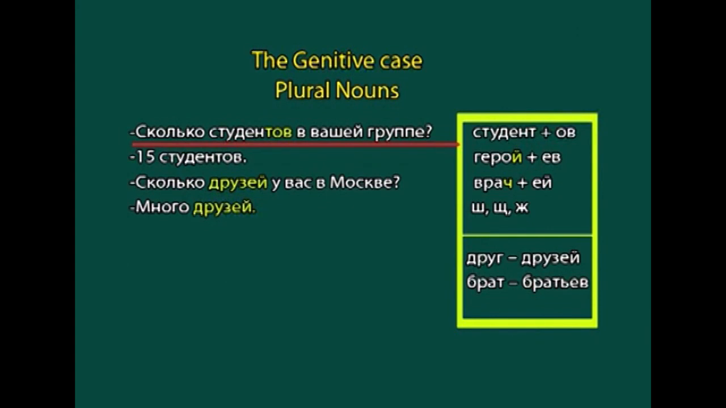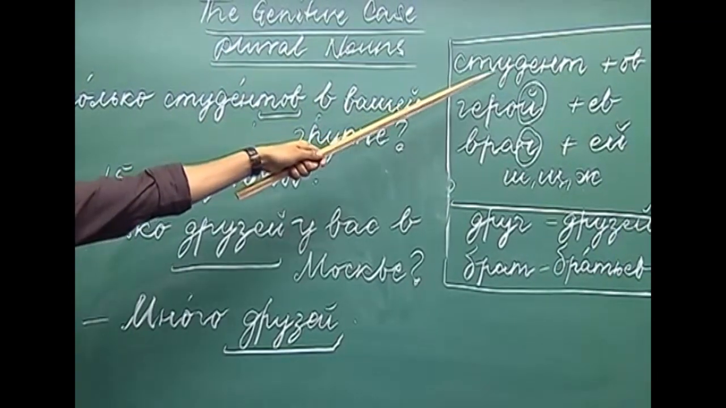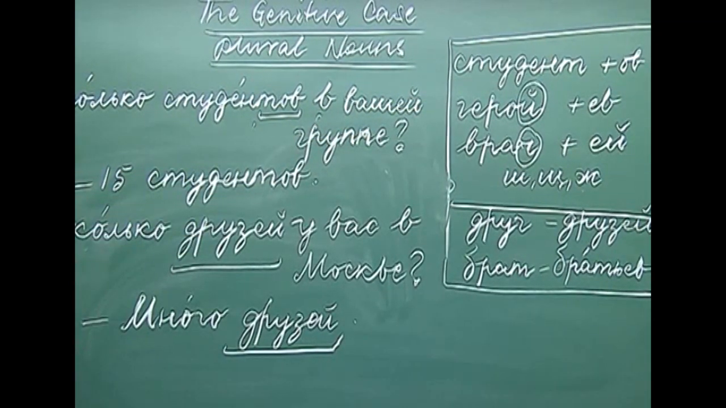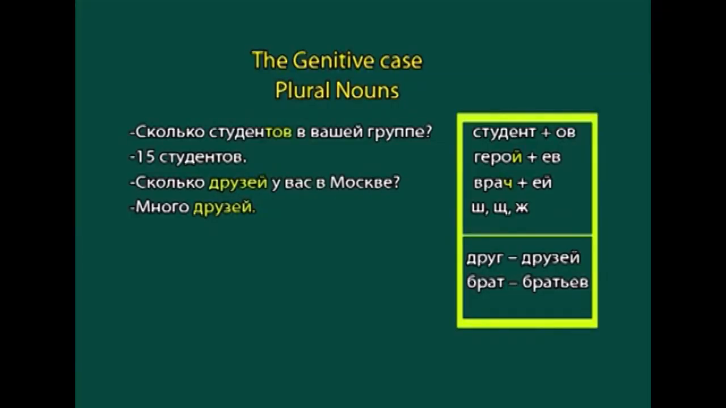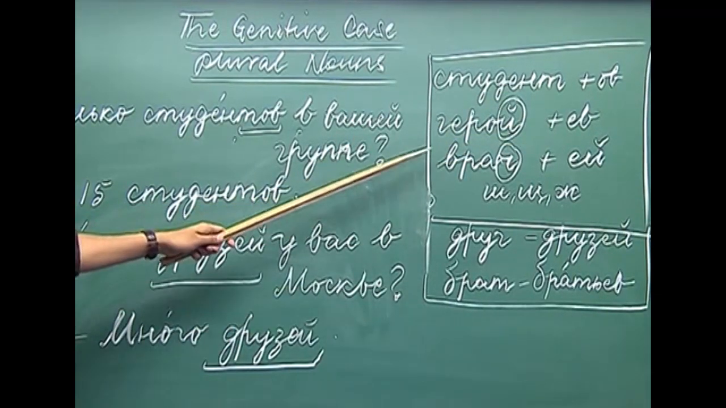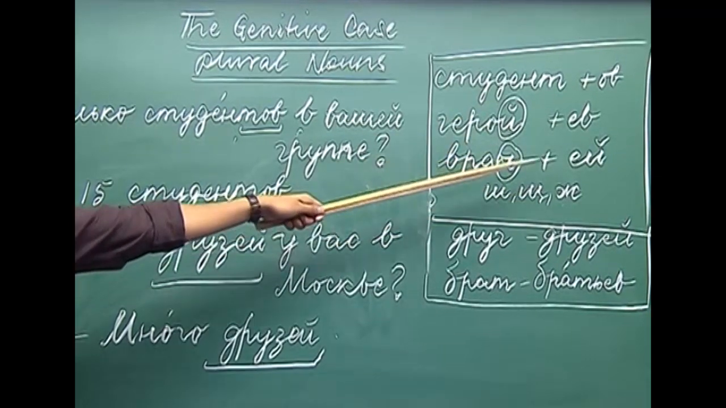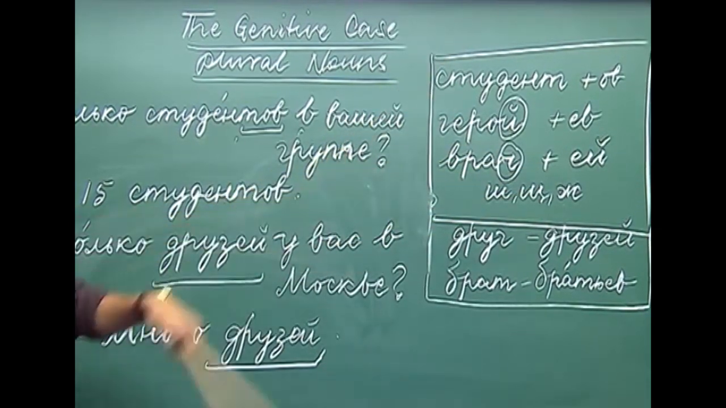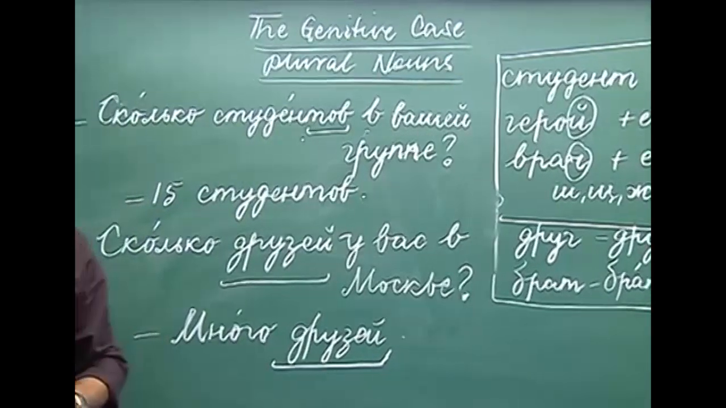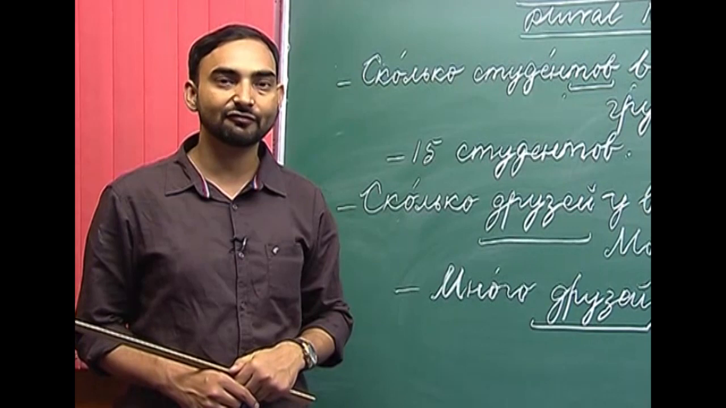So, as you can see, druk druziei and student studentov. So, if a noun ends with a hard consonant, we add ov. If a noun ends with e kratke, we replace e kratke with yev. If a noun ends with either chr, sh, sh and j, we use yei to make its genitive plural. So, now we will look at the feminine nouns and how we make the genitive plural of feminine nouns.